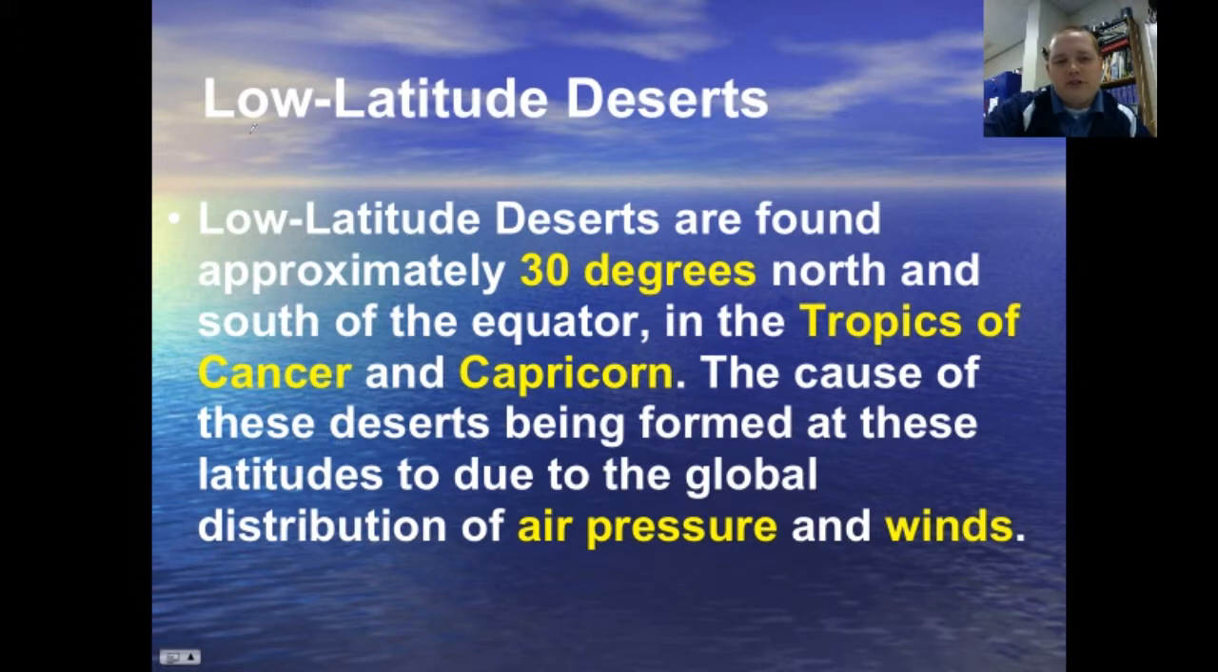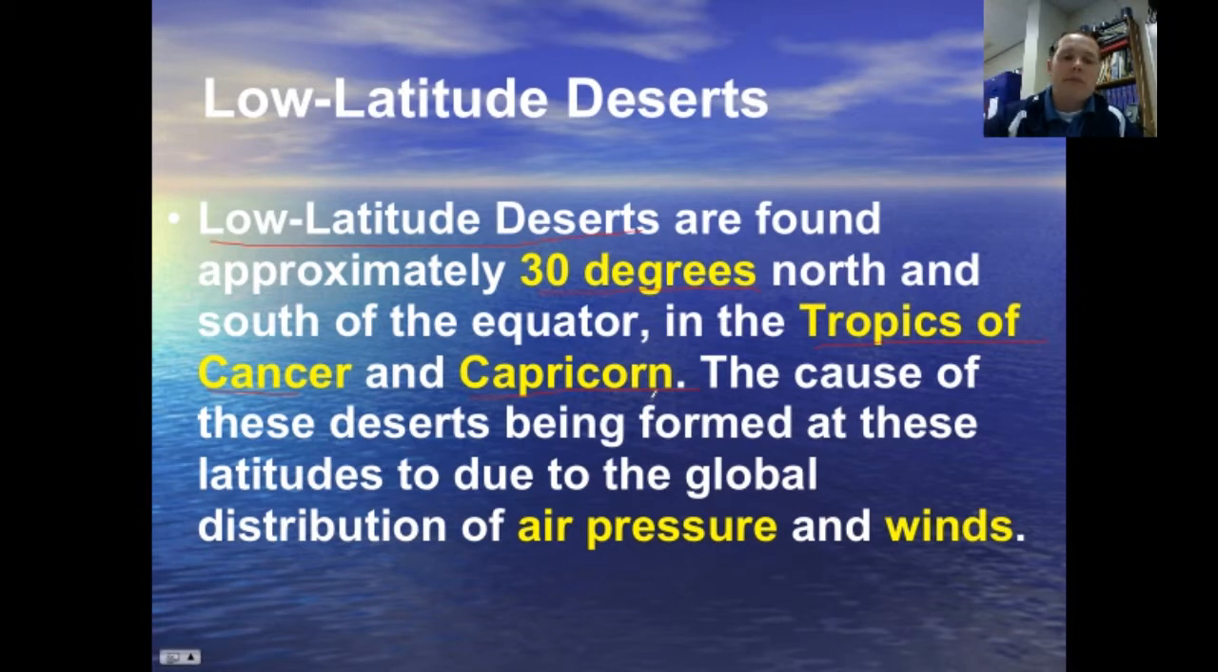Low latitude deserts. Low latitude deserts are going to be found approximately 30 degrees north and south of the equator. So we're talking about, more specifically, the Tropic of Cancer and also the Tropic of Capricorn as our examples of 30 degrees north and south of the equator.